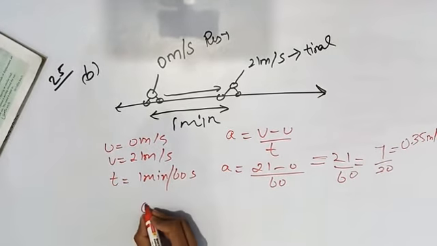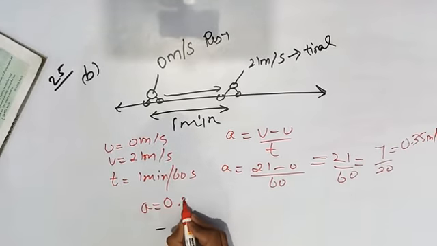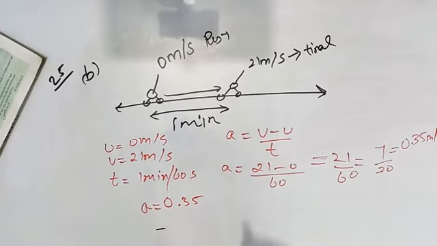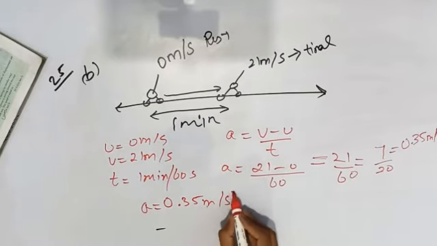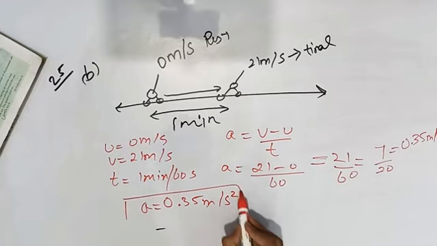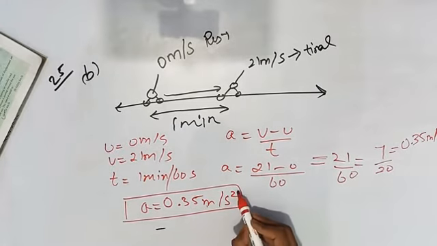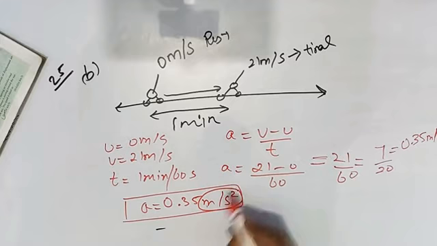So the acceleration will be 0.35 meter per second square. Students, you have to keep in mind that the value of acceleration will always come in meter per second square. So this is our answer of question 25 part B.